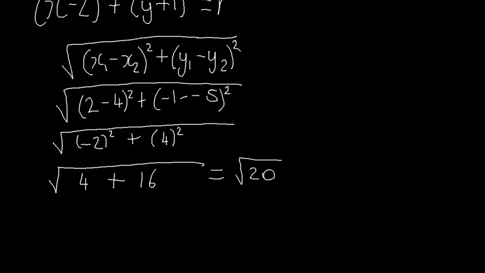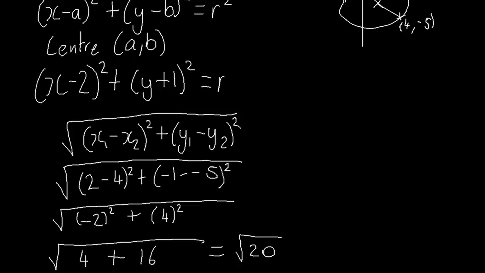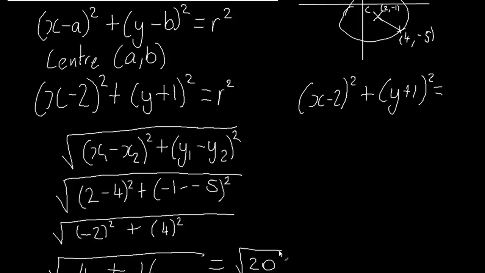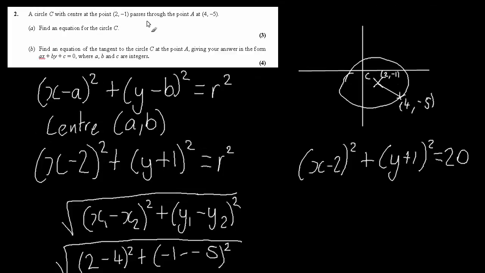So if I come back up here, I missed the squared there as well. Our general equation has r squared for the radius, so we can just rewrite this as (x minus 2) squared plus (y plus 1) squared is equal to the square of the radius, so 20. So that's it for part A. We found the equation for the circle.